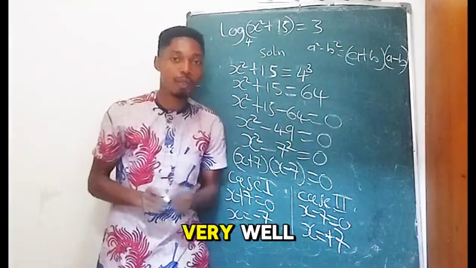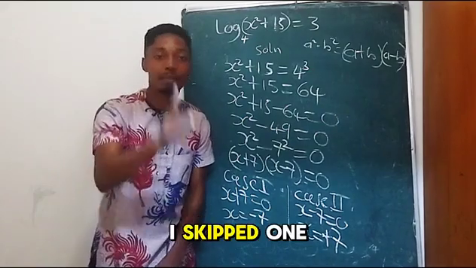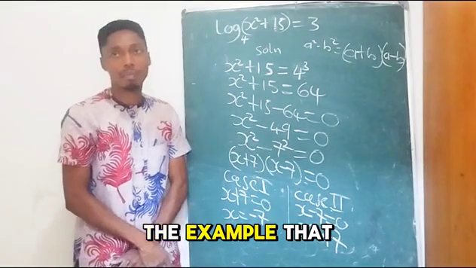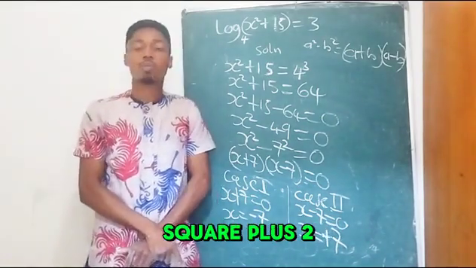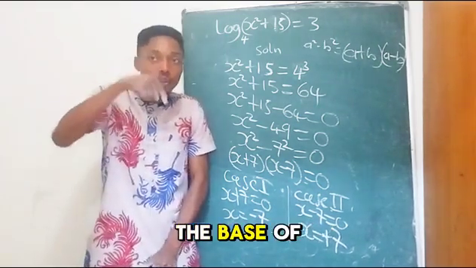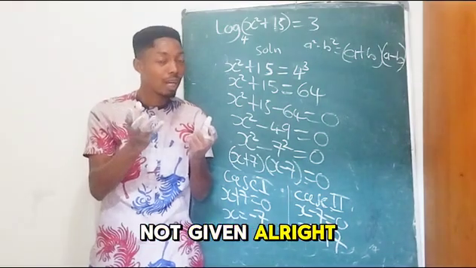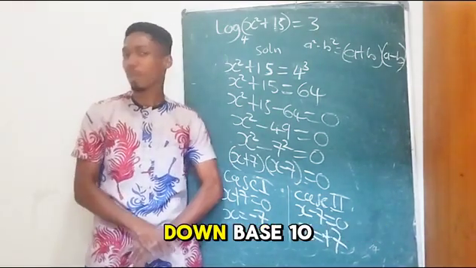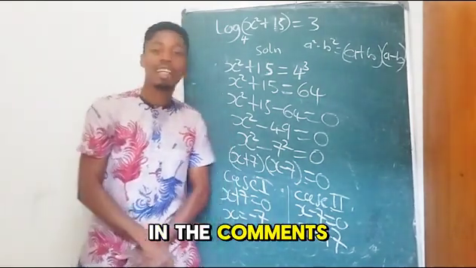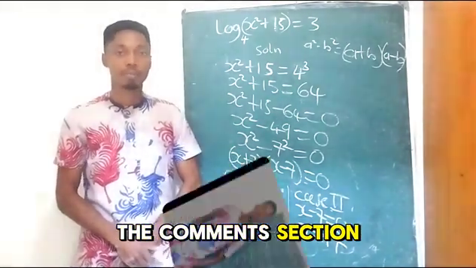If you check very well, you will discover that I skipped one example. I skipped one example. That example, I want you to try it out. The example that says log of x squared plus 2x plus 2 equals 0. Remember, in that question, the base of that logarithm was base 10. The base was not given, alright? I didn't write any base there. That means automatically that's base 10. So try that out and let me see your answer in the comments section. I'll be waiting to see your answer in the comments section.